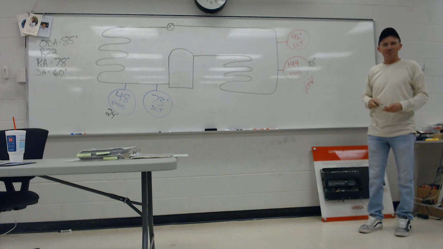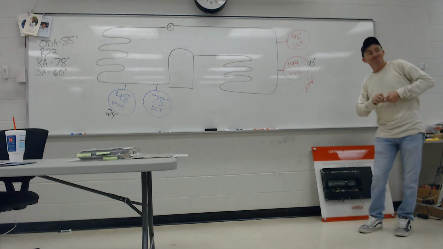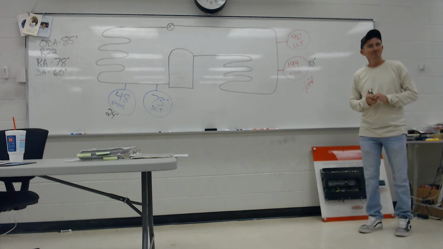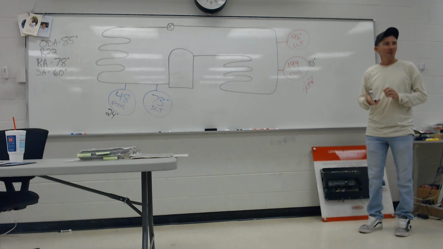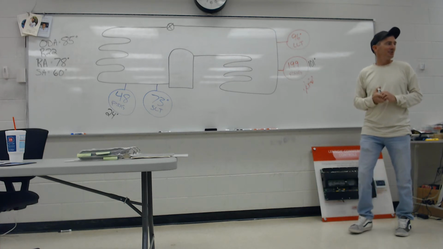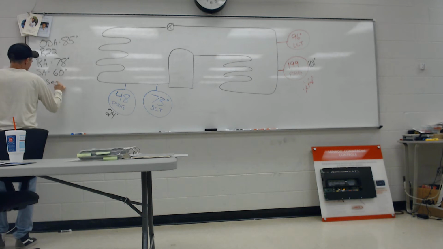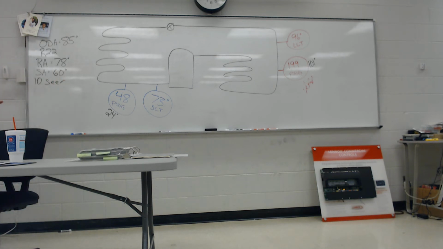What should my condenser TD be? 20 is a good number. Anybody want to ask any questions about this machine? What series? It's a 10 SEER. So now, what should my condenser TD be? 30.